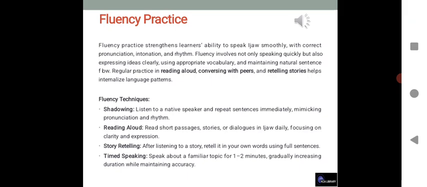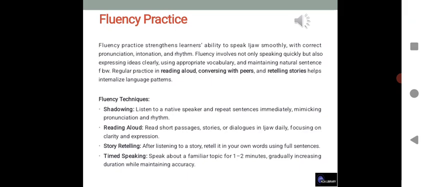Fluency techniques. Shadowing. This involves listening to a native speaker and immediately repeating what is heard. Learners focus on matching pronunciation, stress patterns, and rhythm as closely as possible. This technique improves accent accuracy and natural speech flow.